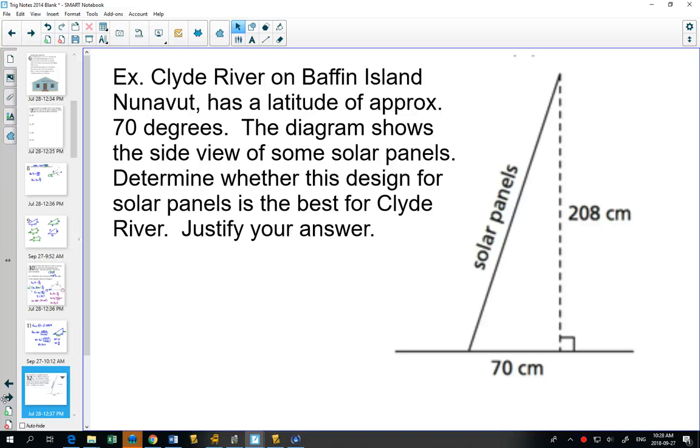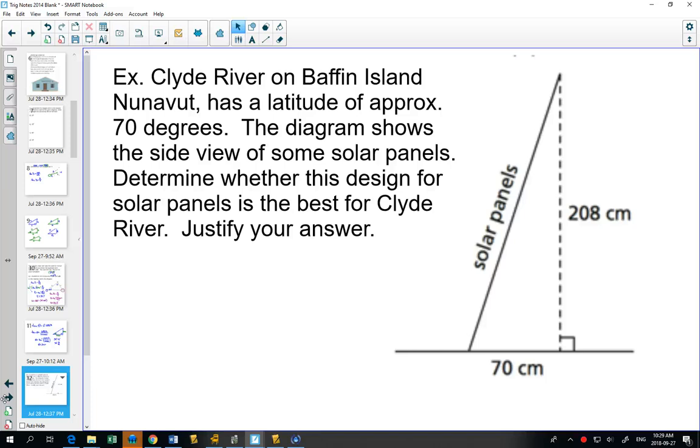So here is this application to the solar panels that we talked about yesterday. Clyde River on Baffin Island has a latitude of 70 degrees because it's so far north. So if you were building your house and you wanted to put the solar panels right on your roof, it probably wouldn't be a very good idea because your roof would have to be so steep that you would have either a really tiny house with a big roof or a huge house with a roof that goes up like 17 stories just to get the angle right.